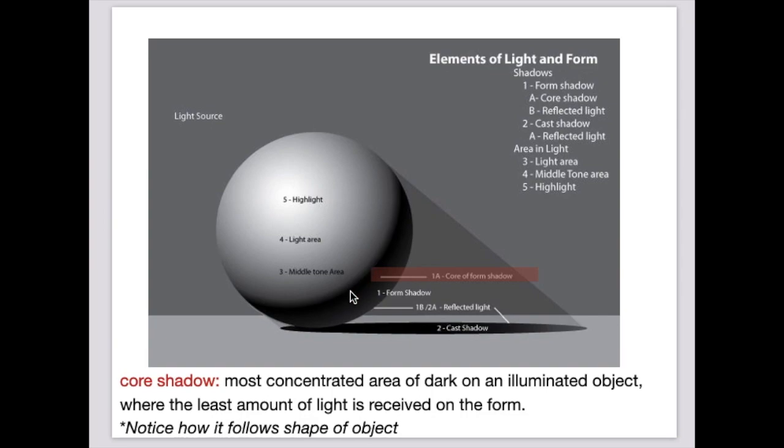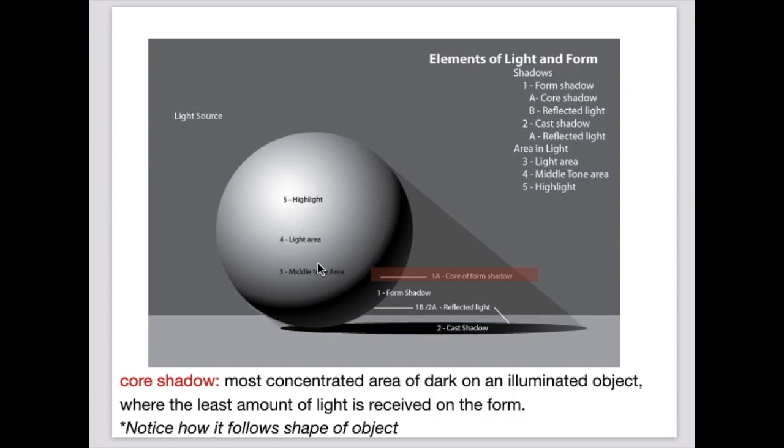The core shadow is down here. It's the most concentrated area of dark on an illuminated object, where the least amount of light is received on the form. Notice how it follows the shape of the object, right? So it has a little crescent moon shape because it is following the shape of the sphere. Core shadow here, darkest part of the sphere. It's past the midpoint of the sphere.